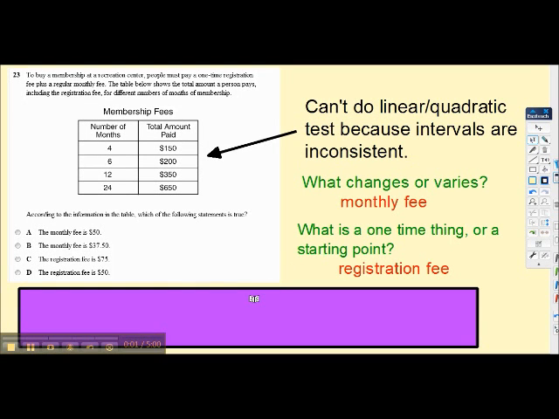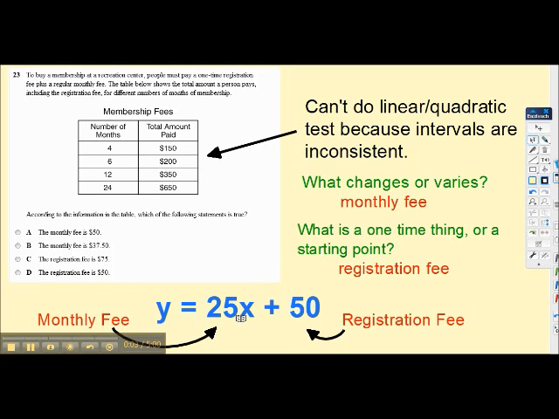So the equation I'm going to give you here is y equals 25x plus 50. And you'll notice that the monthly fee in the long run is going to wind up being 25 bucks per month. The slope is connected to x, which is the number of months you've been there. So this is the thing that changes because it has the variable. It's varying. The thing that won't change is the one-time thing. There's no letter connected to it, and that's the registration fee.